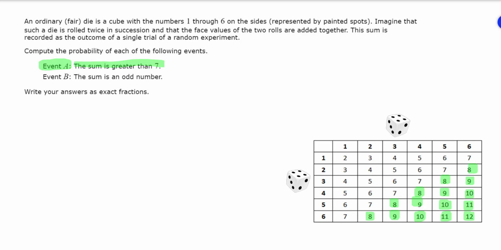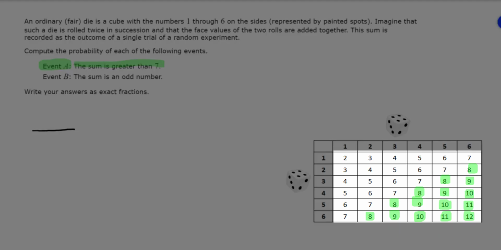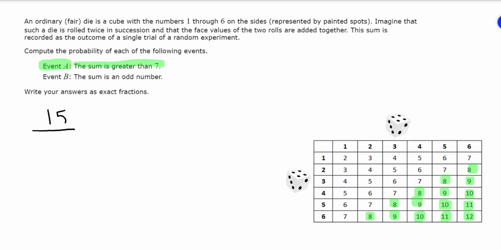And now to get a probability, we're going to look at how many times the sum was greater than 7. So I count each of these: 1, 2, 3, 4, 5, 6, 7, 8, 9, 10, 11, 12, 13, 14, 15 times. So the ones that I marked in green, there's 15 different outcomes where they add up to a number bigger than 7. And then now I've got to add up how many total possibilities there are.